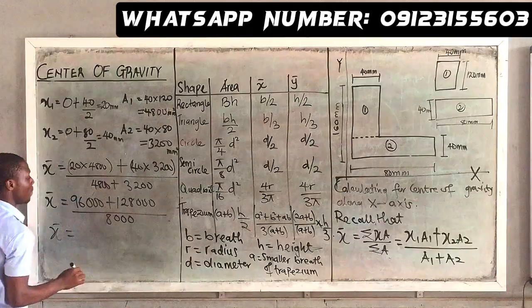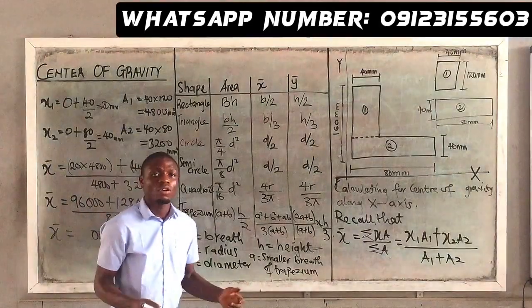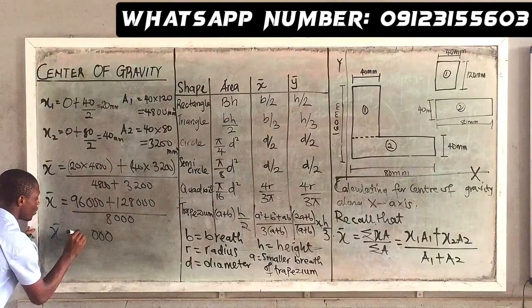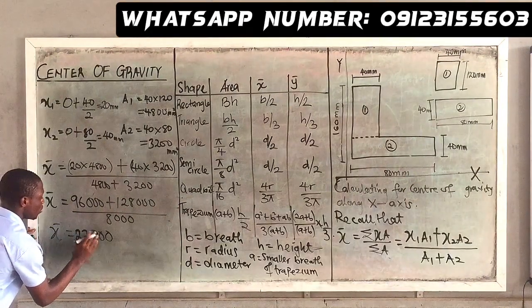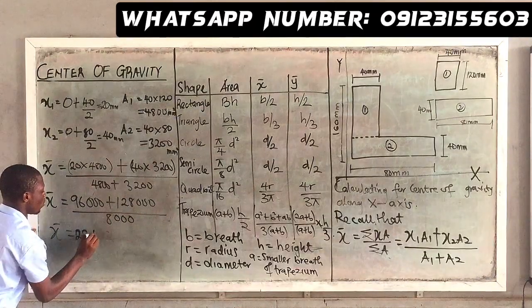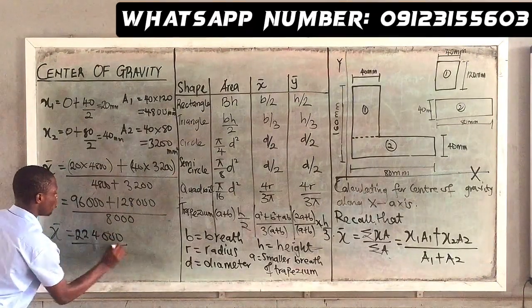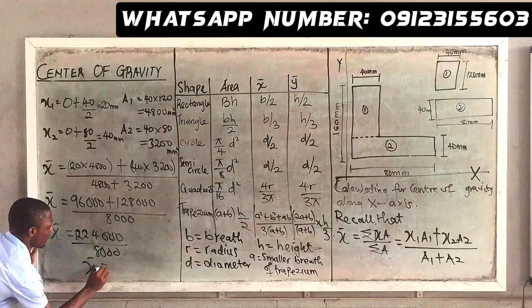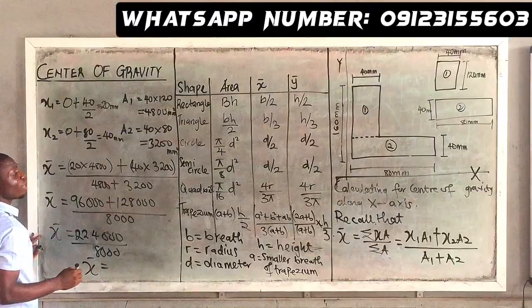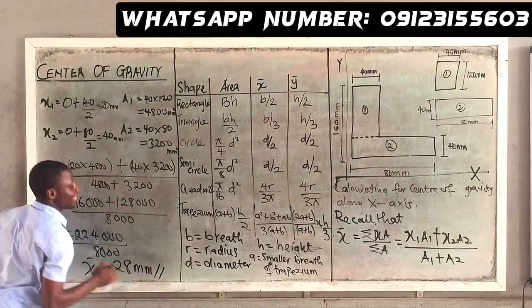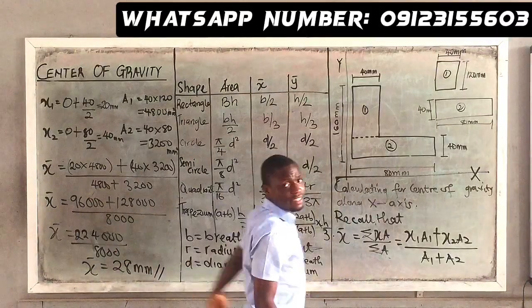What's x bar? X bar becomes, alright, add on this. You said what then? 224,000 all over 8,000. Please give me the value for x bar. So x bar is 28 millimeter as my center of gravity along the x axis.